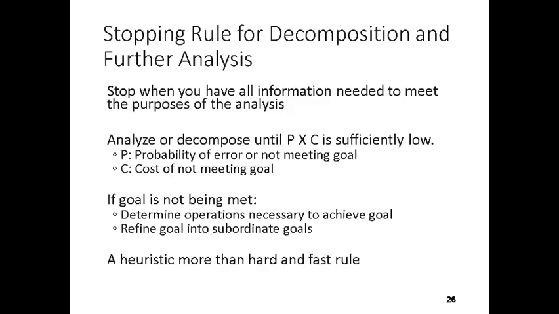What it kind of means is if a goal is not being met, you determine the operations necessary to achieve the goal, and you refine the goal into subordinate goals, right? So really these are just heuristics more than hard and fast rules. There's a lot of contention on how to know when to stop decomposition and stop going into further and deeper steps. You can kind of tell once you get into the groove of it.